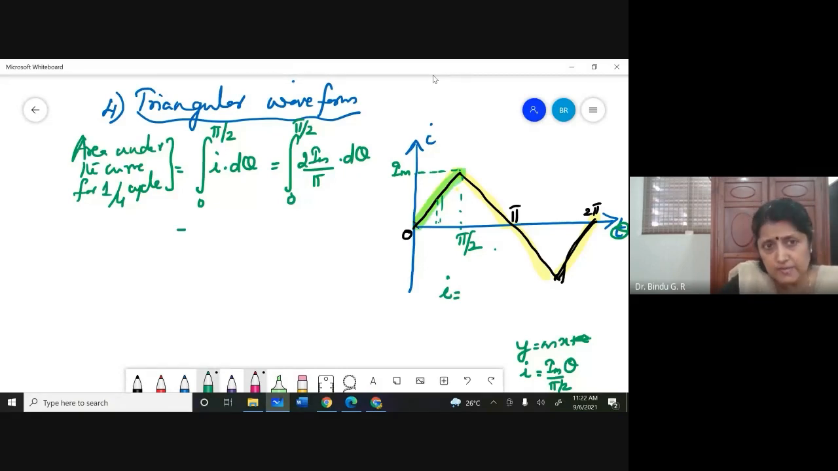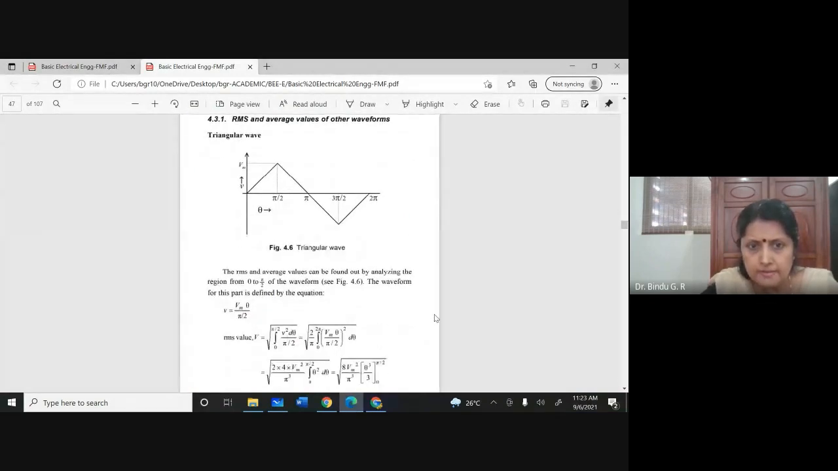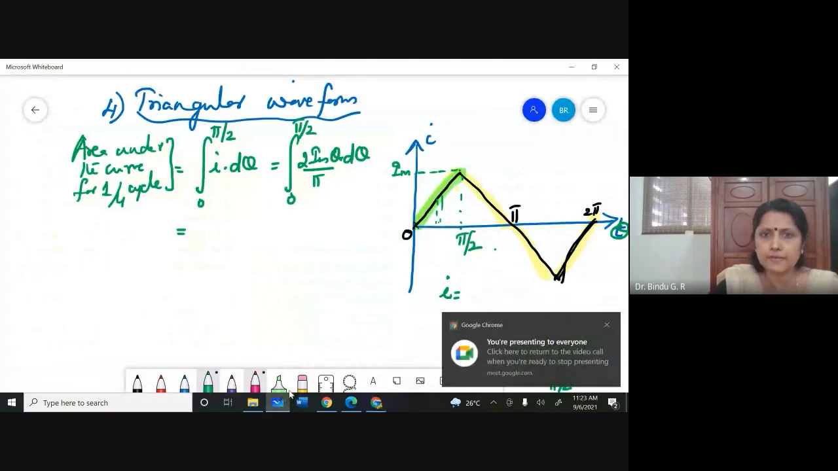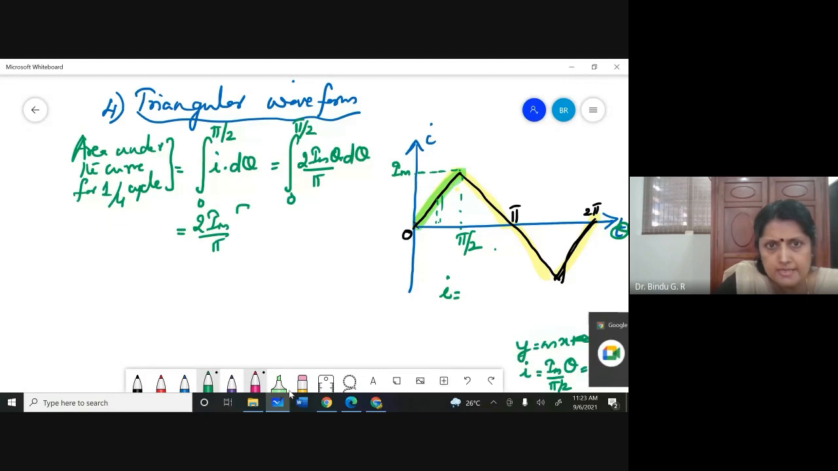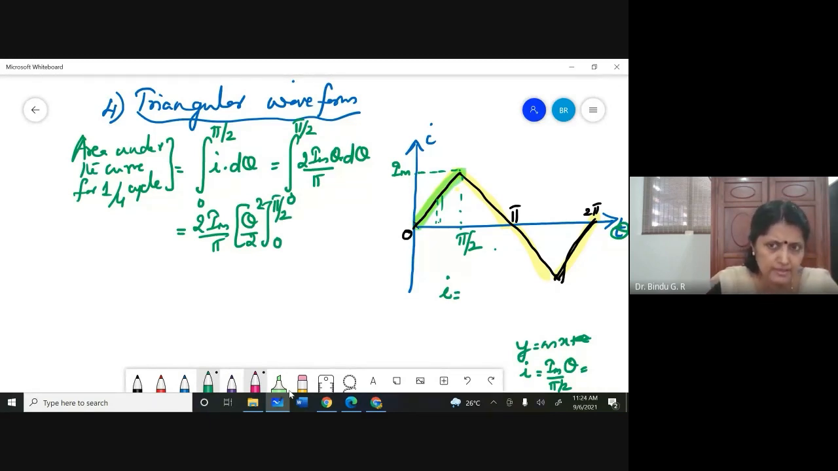You can even do this derivation in terms of Vm, okay? I want all of you to do this. I hope you have understood how I have written this, 2 Vm by pi. So, 2 Im by pi into theta. Is that 2 Im by pi? Am I right? Please check whether I have written it correctly. Yes, it says Vm theta by pi by 2. So that is 2 Im by pi, theta squared by 2 in between the interval 0 to pi by 2. All of you should do it yourself and check whether whatever I am doing is correct.